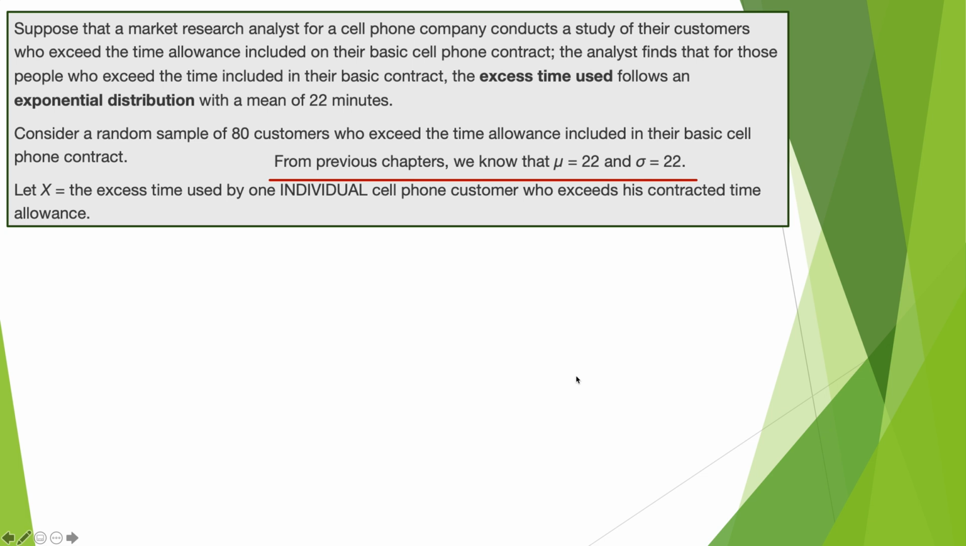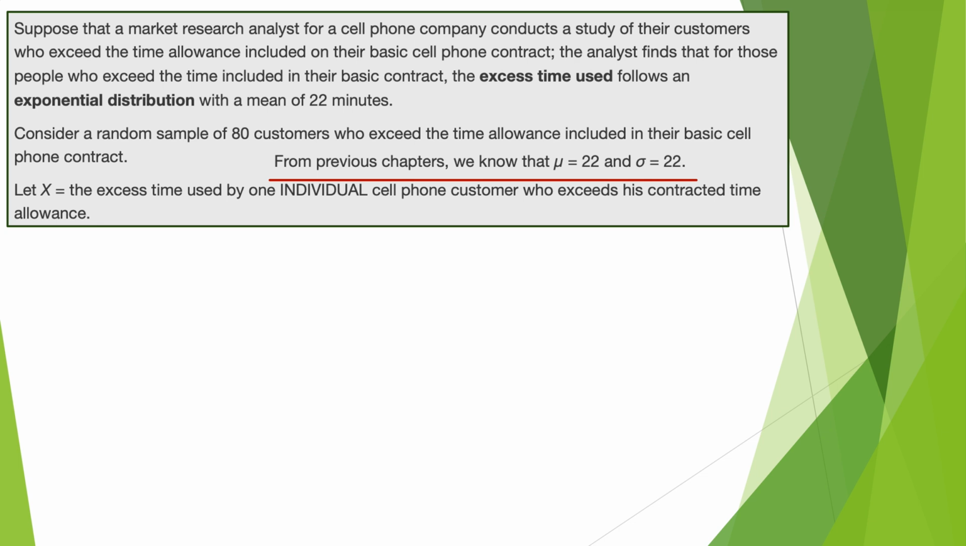Suppose that a market research analyst for a cell phone company conducts a study of their customers who exceed the time allowance included on their basic cell phone contract. That's a no-no, it can get very expensive. The analyst finds that for those people who exceed the time included in their basic contract, the excess time used follows an exponential distribution. Again, that's not a big deal, because whether exponential or uniform, when you use the central limit theorem for the sample of means, it applies to all of them. And the mean is 22 minutes. Consider a random sample of 80 customers who exceed the time allowance included in their basic phone contract.